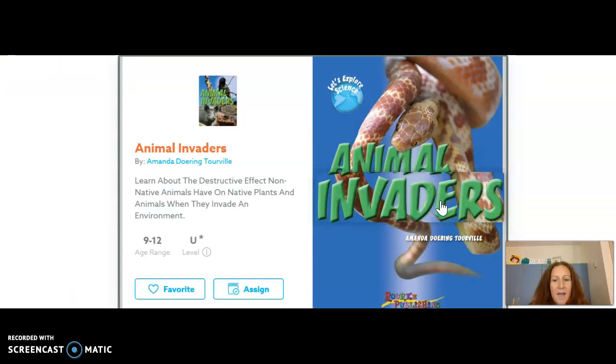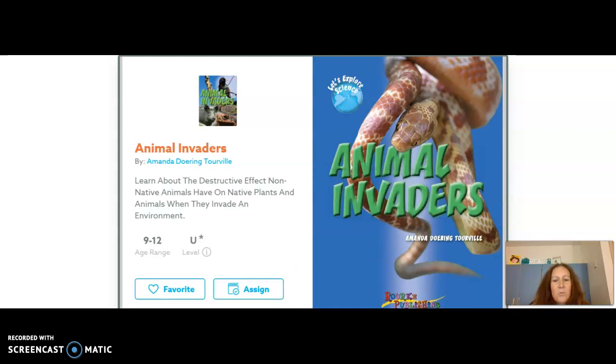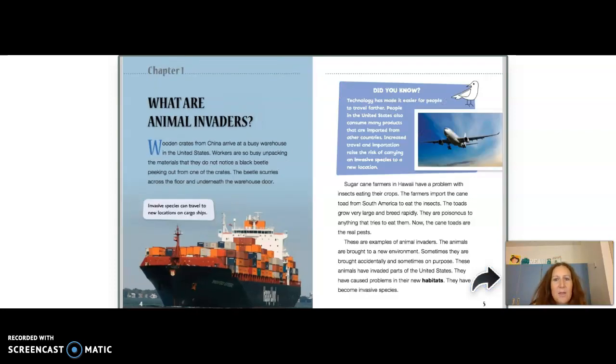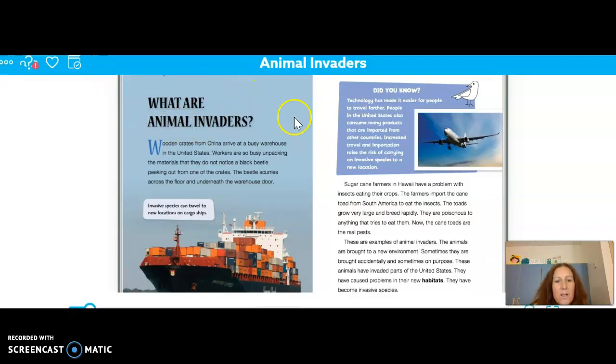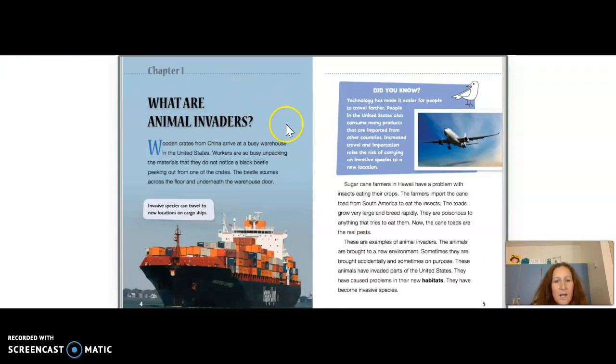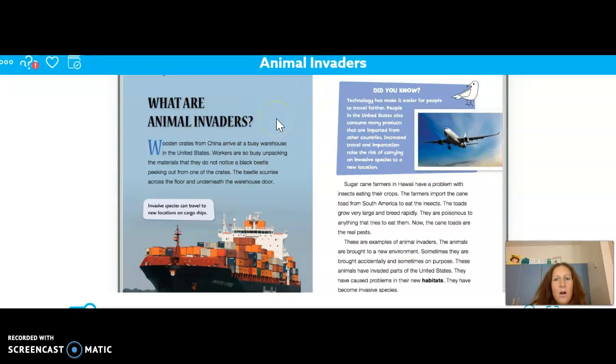So here we go. I have my Animal Invaders book up, and we're going to start our preview. Like I said, I already have some information in my schema about Animal Invaders, so I already know several things that this book is going to be about. When I go to chapter 1, I can see that this book is organized in a question. This chapter is going to tell me what are animal invaders, and part of this lesson is setting up our notes so that we can take notes based on text structure, which helps us understand the text, talk about the text, and write about the text.